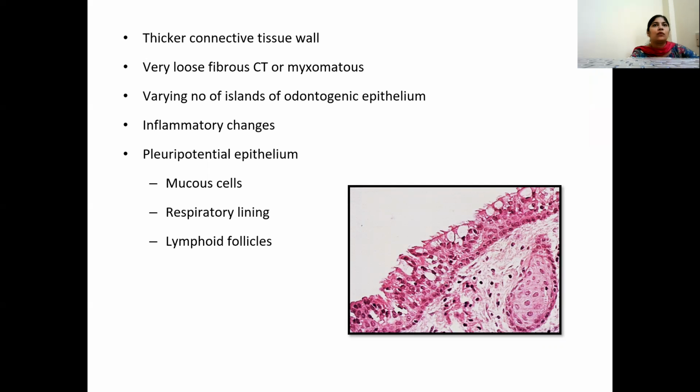Thicker connective tissue wall, very loose fibrous connective tissue, or myxomatous connective tissue also as it is known. Varying numbers of islands of odontogenic epithelium is not an important issue. In some cases, if it is secondarily infected, you can find inflammatory changes also. Pluripotent epithelium: sometimes there will be metaplasia of mucous cells, respiratory lining, and even lymphoid follicles can also be noted.